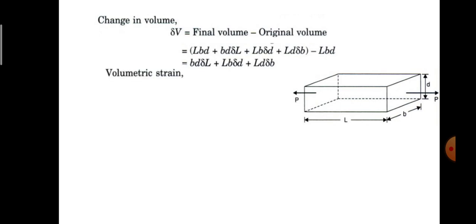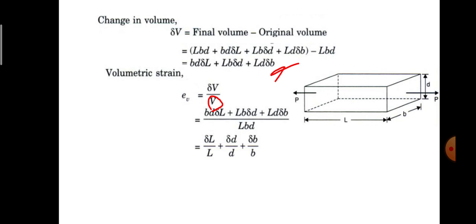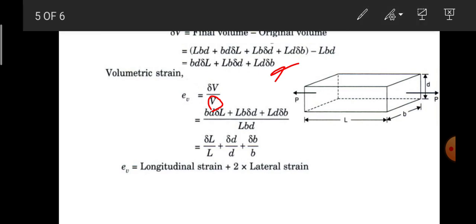So in order to find out the volumetric strain, that is nothing but the change in volume to original volume, that is delta V by V. Delta V I have found out as the above equation. The original volume V is nothing but the product of LBD. So if I substitute that, I will get delta L by L plus delta D by D plus delta B by B. So EV can also be generalized as longitudinal strain plus 2 times the lateral strain.